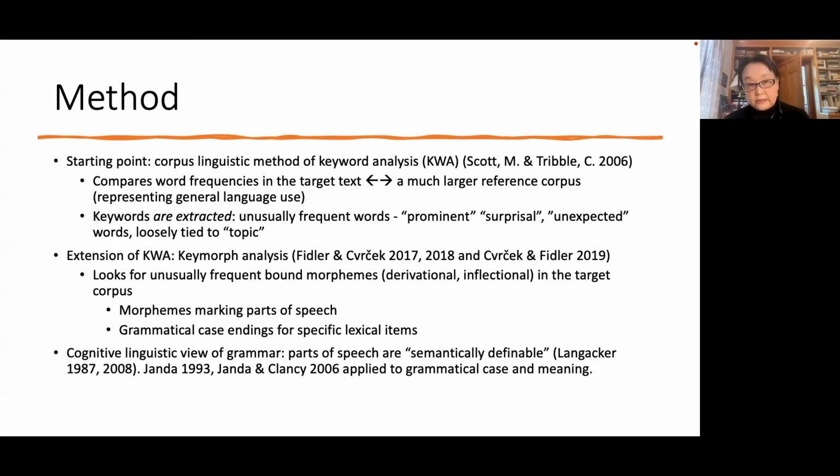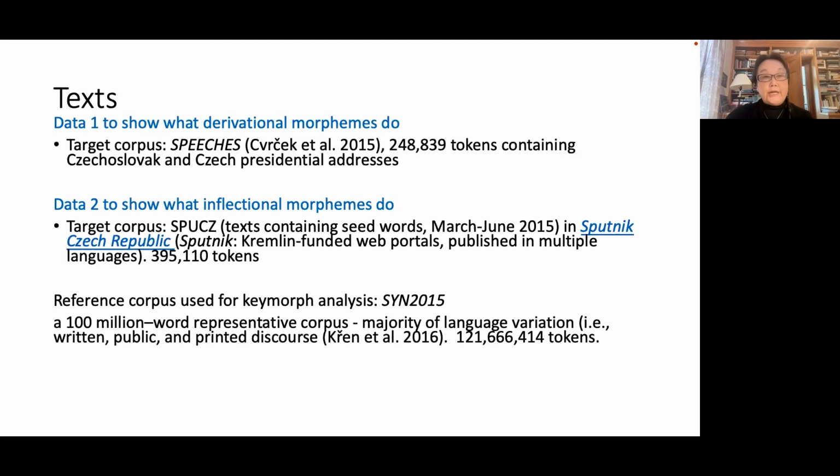For specifically Slavic materials, I use Janda 1993, Janda and Clancy 2006, particularly in relation to grammatical case marking and its meaning. So, texts. There are two kinds of text samples that I'm going to show you. One set of data comes from so-called speeches. It contains about 250,000 tokens of Czechoslovak and Czech presidential addresses. Tokens means words plus punctuation marks. This is one set of data.